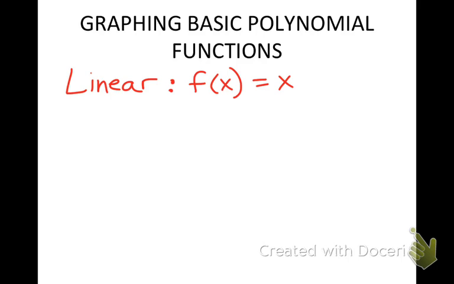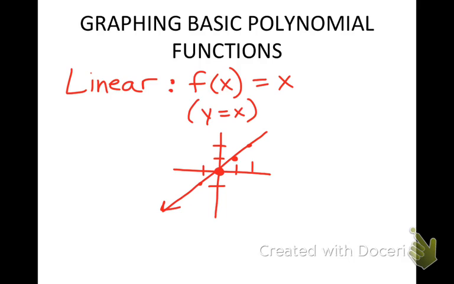If it helps you, for your brain, think about that as just being a y equals x equation. Because it is the same thing. It's just function notation versus a linear equation. What would the graph of that look like? We would have a y-intercept of 0, and my slope would go up 1 over 1, right? Or down 1 over 1. So that would be my graph.